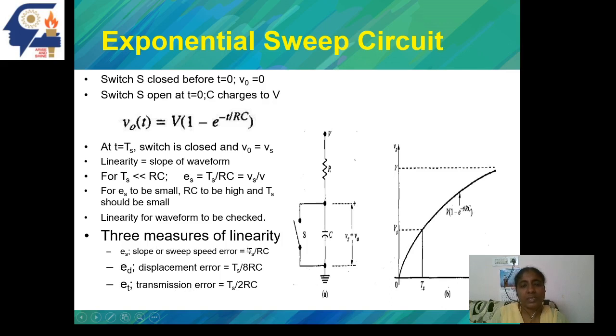Coming to slope error, we have roughly seen Ts by Rc, transmission error is Ts by 2 Rc, displacement error is Ts by 8 Rc. Now we will go with how to derive expressions for these errors, these measures of linearity for sweep circuit waveforms.